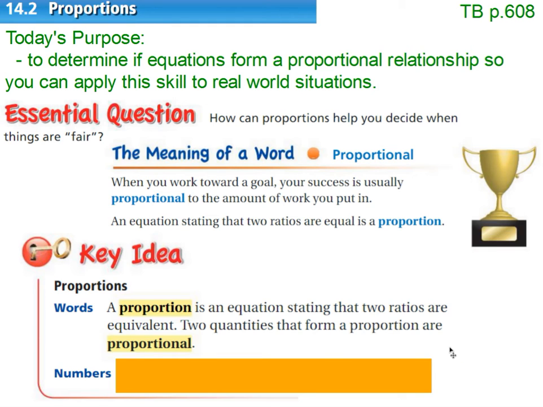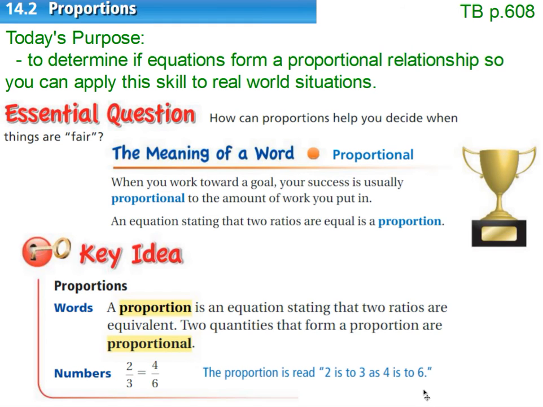So the definition of a proportion is an equation stating that two ratios are equivalent. Two quantities that form a proportion are proportional. An example would be the ratio 2 to 3 is equal to the ratio of 4 to 6. Notice that I did not read it as a fraction. Proportions are a type of ratio, so you use the word "to" when you are reading it out loud.